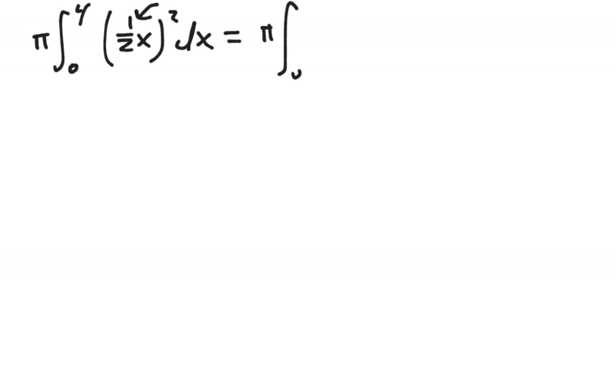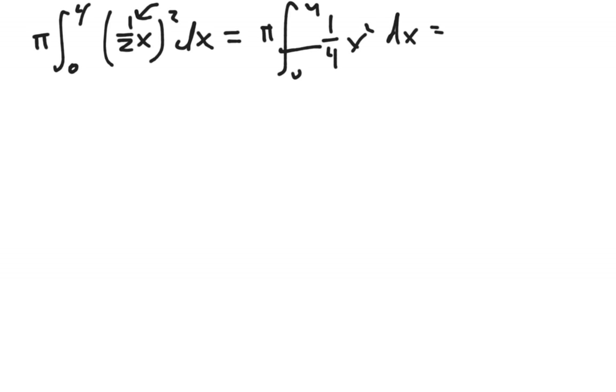This pi is usually brought out front, so oftentimes you'll see answers written with a pi out front. The radius that we had was 1/2 x, and then we have to square that because it's r squared for that circular piece. And then we have our dx. So when we evaluate this, you do have to apply the square to whatever's inside the radius. You can't do a u substitution or anything like that. So we'll have 0 to 4 of 1/4 x squared dx.